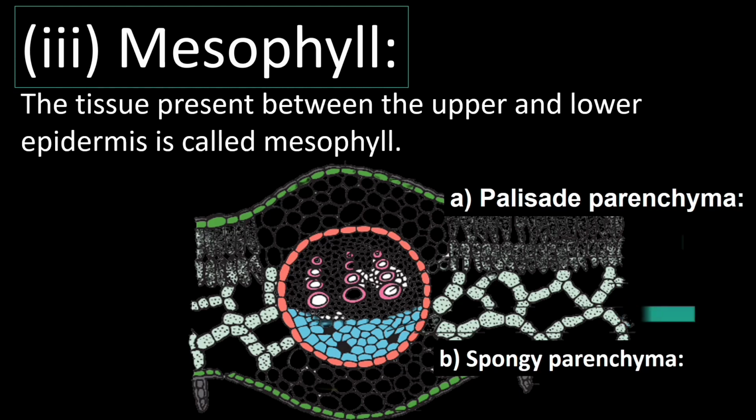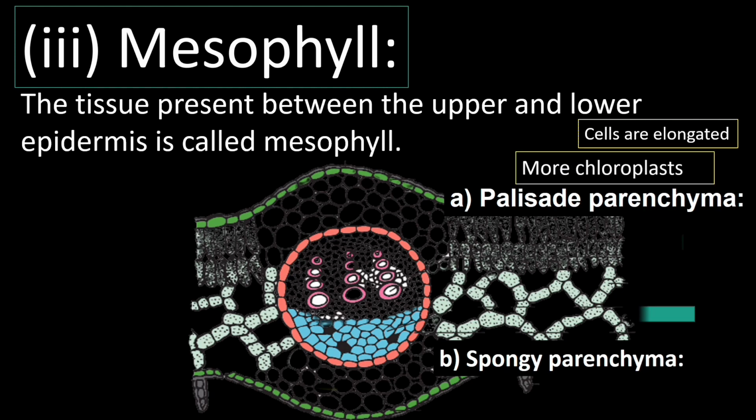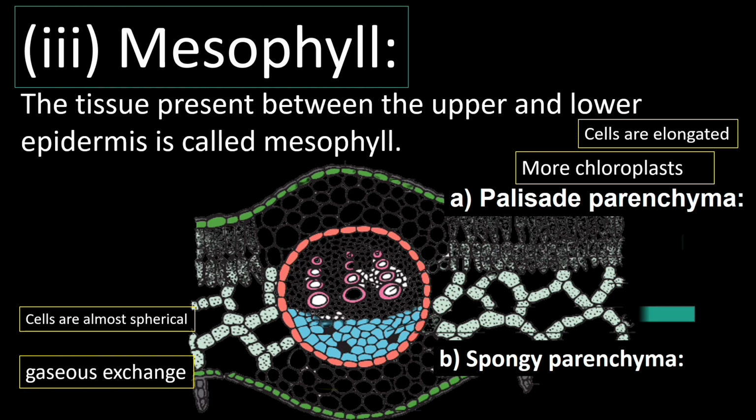Look at the area of spongy parenchyma. Here the cells are loosely arranged. They are oval or spherical shaped cells. The gaps help in exchange of gases. Cells are elongated in palisade parenchyma and have more chloroplast, so the palisade parenchyma is involved in photosynthesis. In spongy parenchyma, cells are almost spherical or oval. Here the cells are involved in exchange of gases. Gases are exchanged through the spaces.